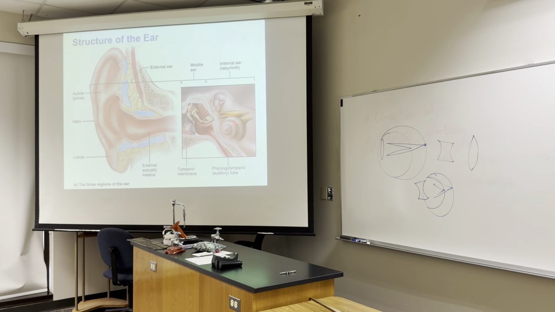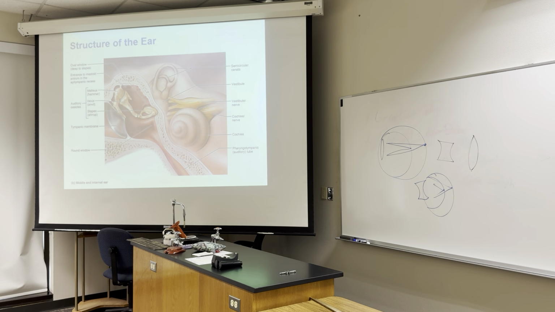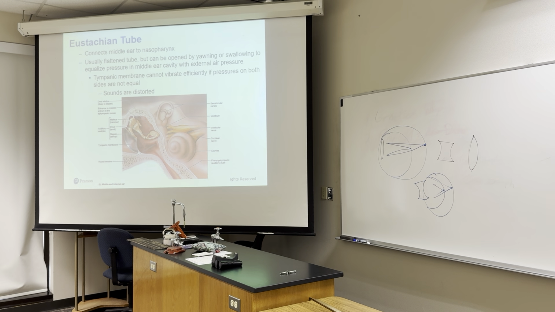Okay, so now when the hair cell is stimulated, that is the information you send to your brain by which nerve? What is the name of the nerve? Vestibulocochlear nerve. Okay, good.